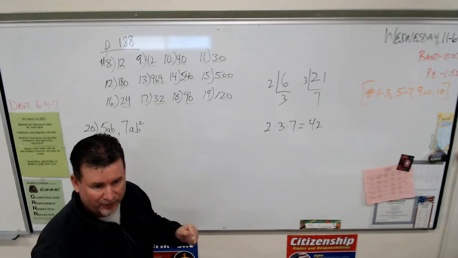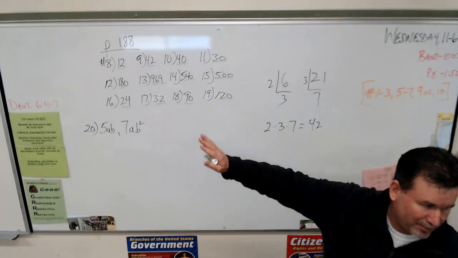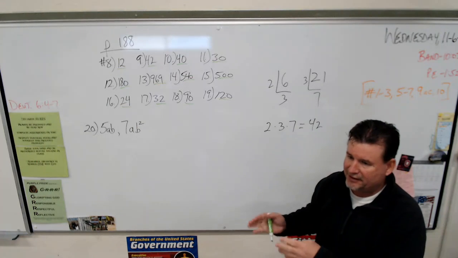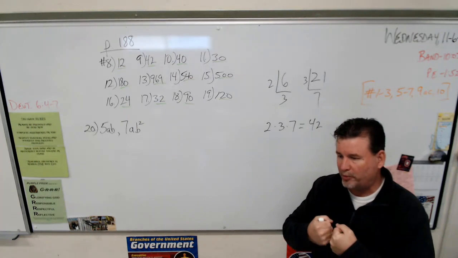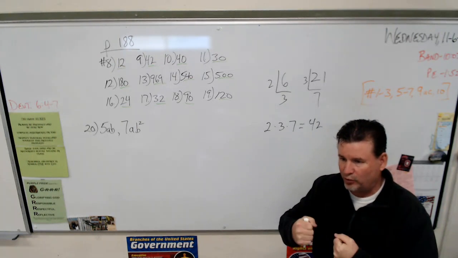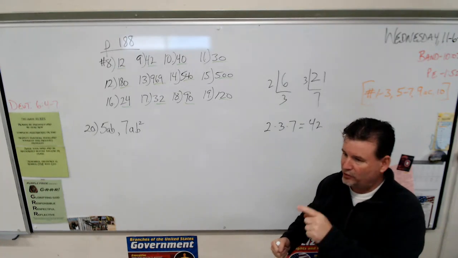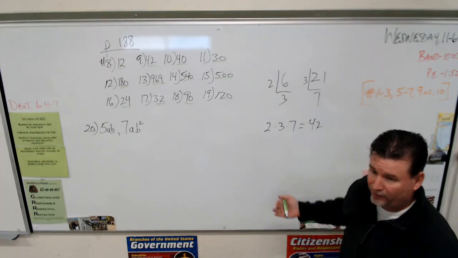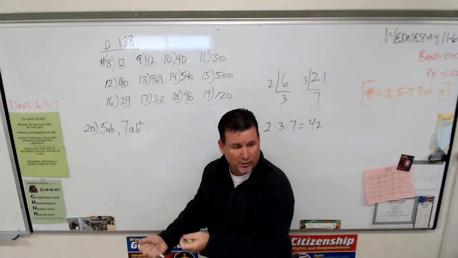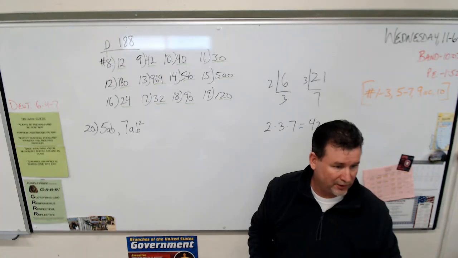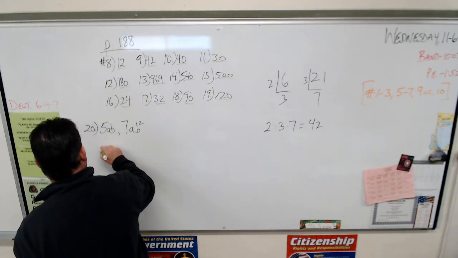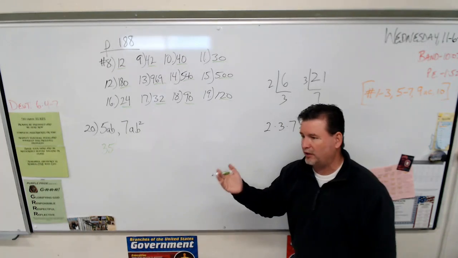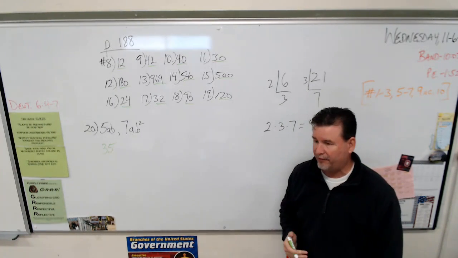You with me? I haven't thought about the letters yet. I'm working just with the constants, the 5 and the 7. What's the least common multiple between 5 and 7? 5, 15, 20, 25, 30, 35. 7, 14, 21, 28, 35. First one you come to is 35. Or you could have used the prime factorization method and said, they're both prime, we'll just multiply them together. So the first part of this is 35. That 35 is the least common multiple between 5 and 7.